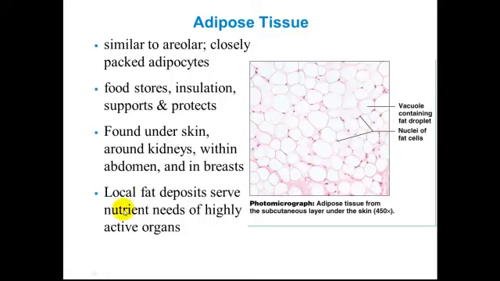This will serve also to protect our organs. It will act as insulation. It's found all throughout the body. We have subcutaneous adipose tissue, which is below the skin, within the abdomen, the breasts, throughout the body, we would have this adipose tissue.